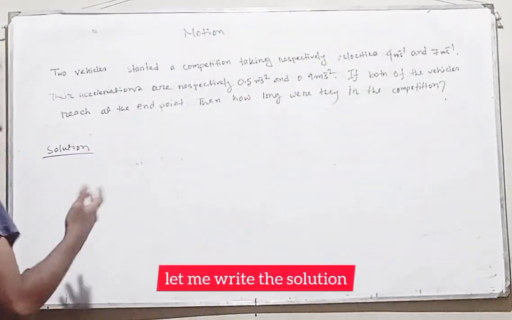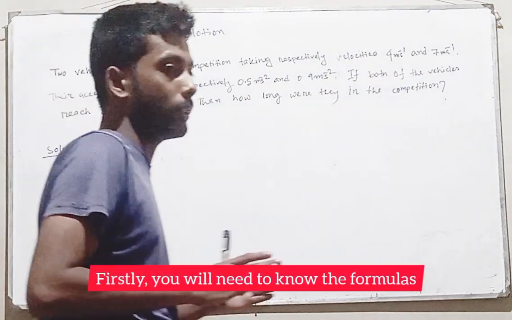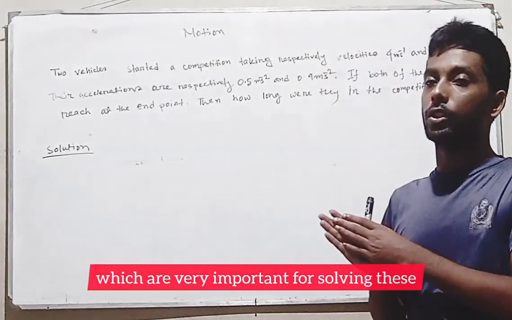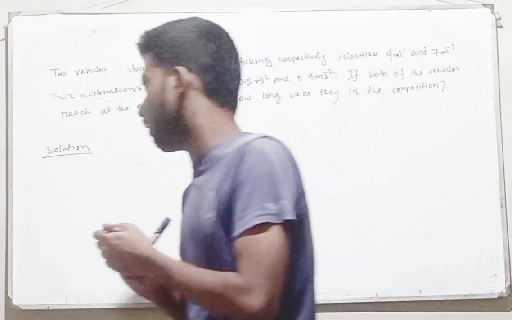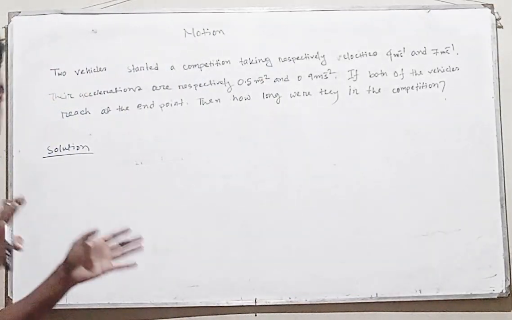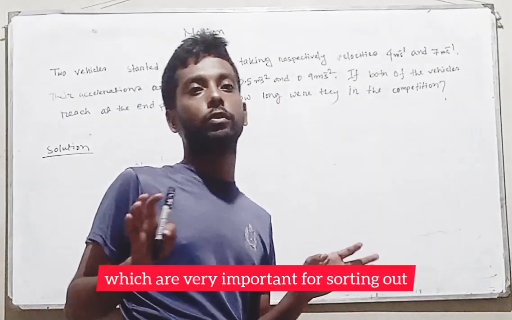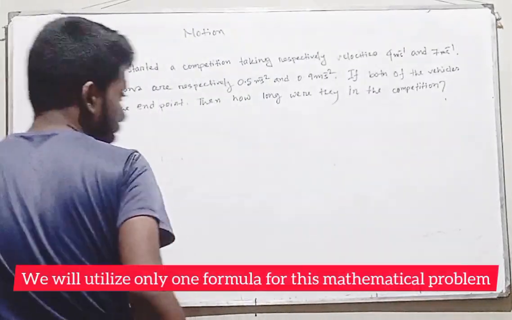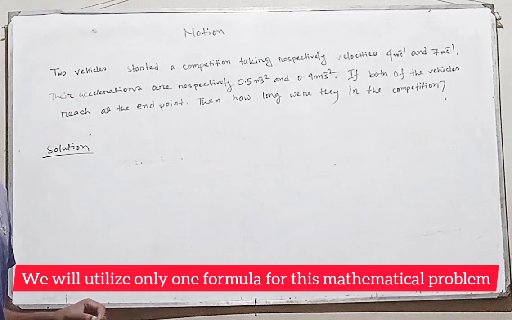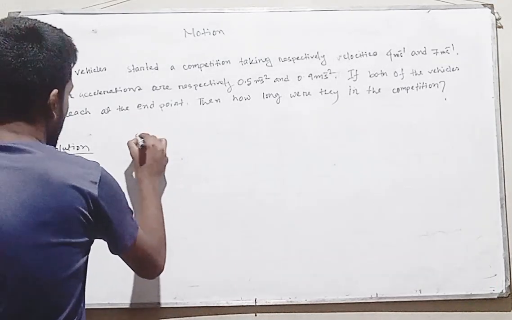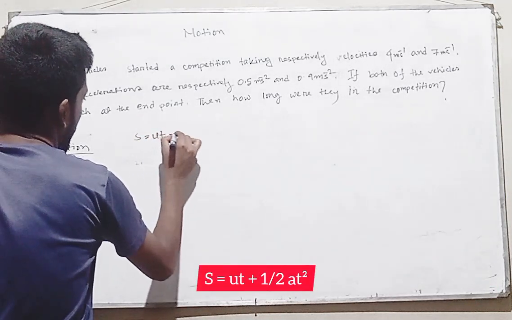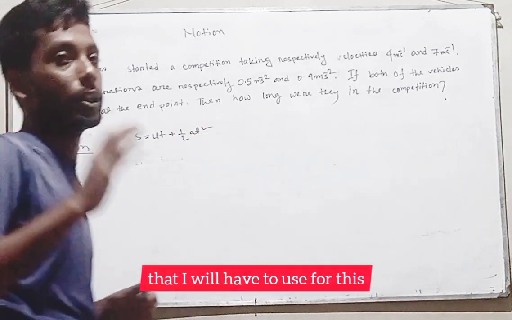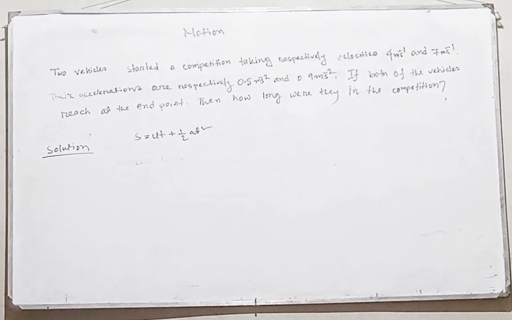Now, let me write the solution. Firstly, you will need to know the formula, which are very important for solving these types of questions. There are four formula of motion which are very important for sorting out or arranging any mathematical problem. We will utilize only one formula for this mathematical problem. It is S equal to ut plus half of at squared. It is the formula that I will have to use for this question.